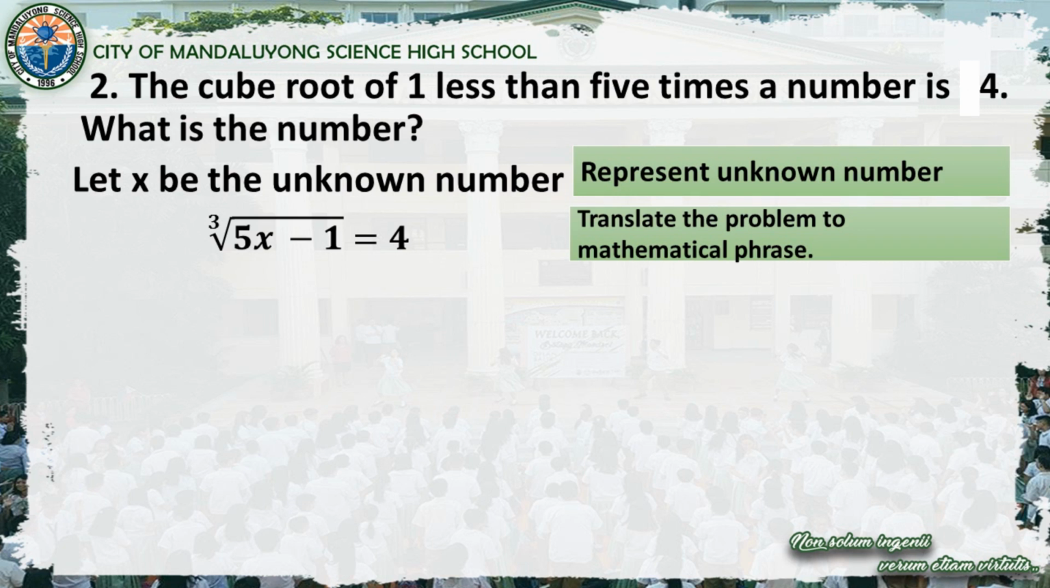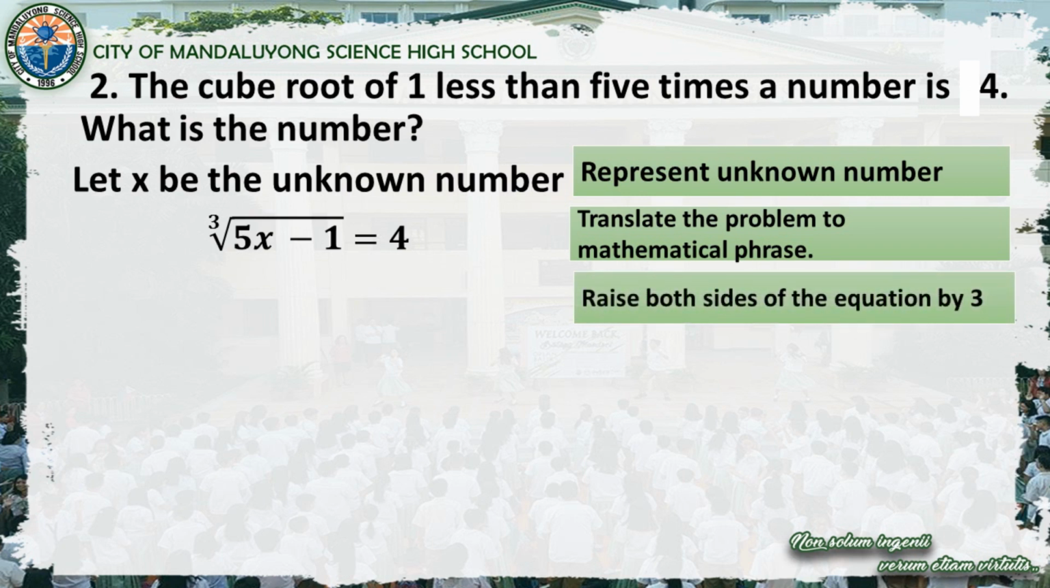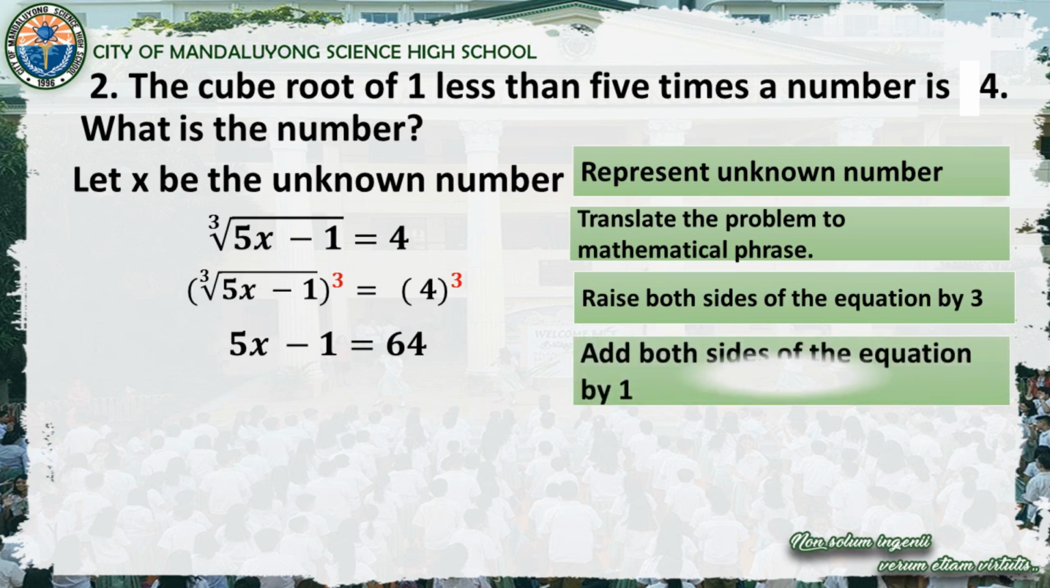So in this case, for us to remove the radical sign or the radical, just simply raise both sides of the equation by 3. So what happens next? So at the left side of the equation, we have 5x minus 1, and in the right side, you have 64, and that was obtained by raising 4 to the third power. And then, to solve for x, just simply add both sides of the equation by 1. And so, negative 1 and 1 cancels out. And on the right side, 1 is being added to 64. So the new equation is 5x is equal to 65.